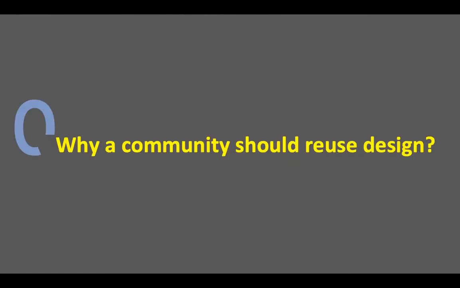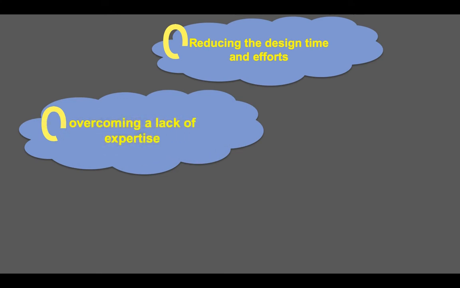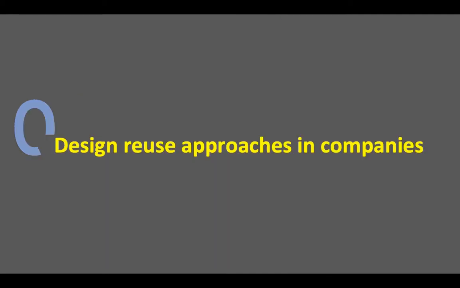A member who is involved in a community-based and open-source product development process shares with companies some fundamental motivations. The main ones are reducing the development time and efforts, overcoming a lack of expertise, or reducing the risk of design errors, for example, by choosing a less optimal solution in terms of robustness or performance. Companies use a mix of techniques to facilitate design reuse.